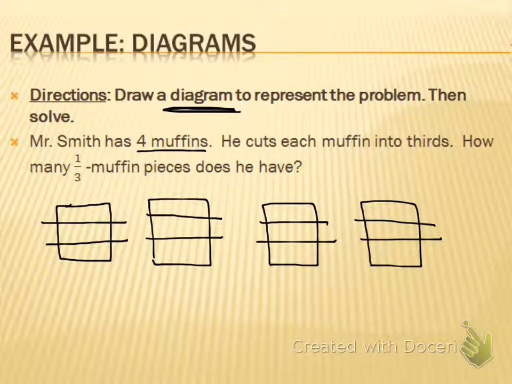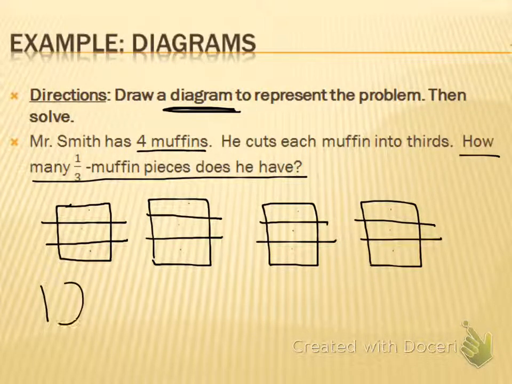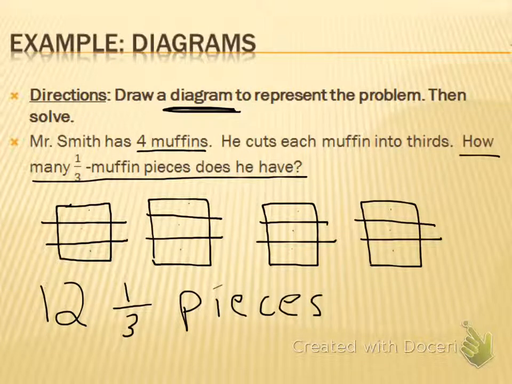So I can figure out how many 1/3 muffin pieces I have simply by counting up the number of thirds I have in my diagram. So I have 1, 2, 3, 4, 5, 6, 7, 8, 9, 10, 11, 12. I have 12 1/3 pieces of muffin. And so that's awesome. So we've solved the problem.